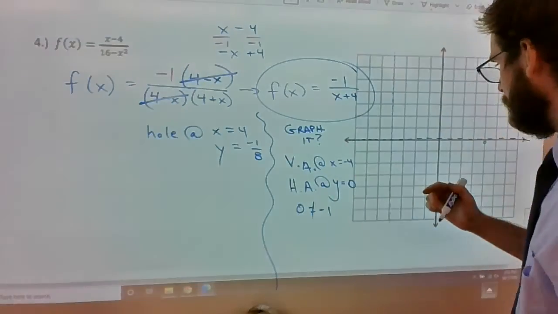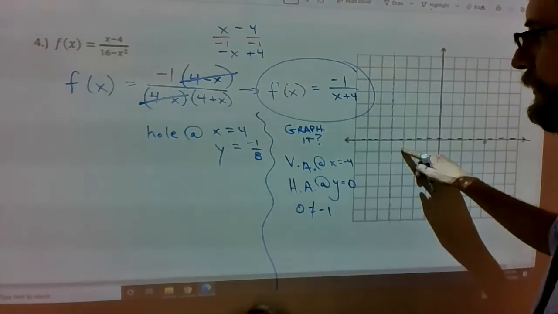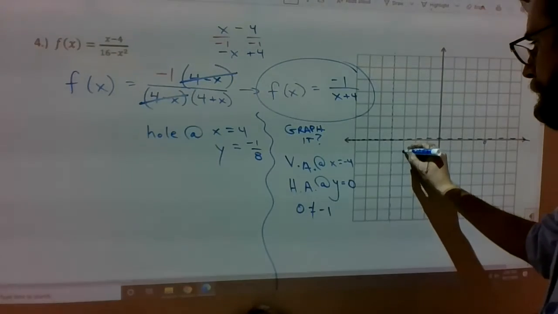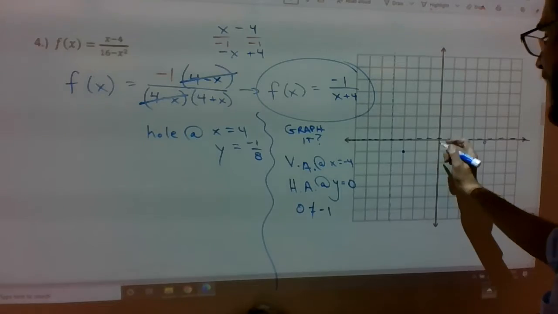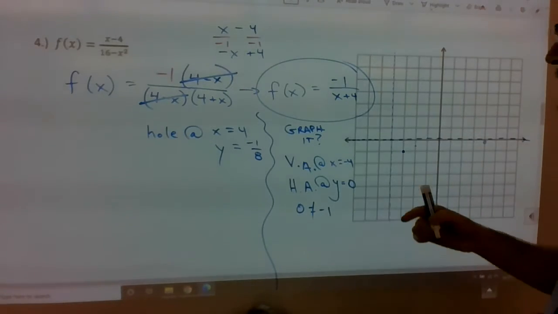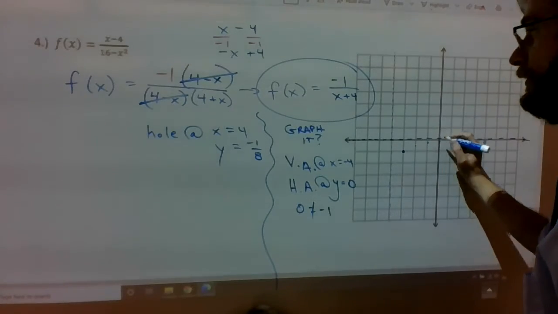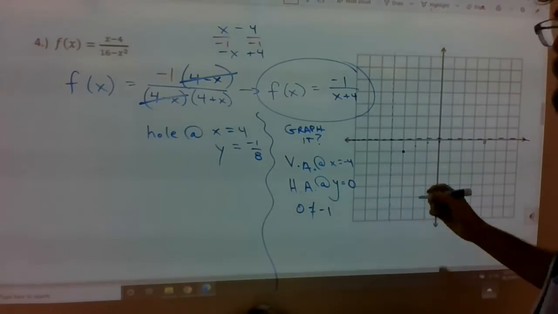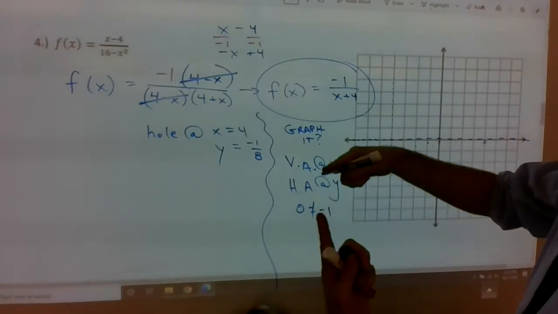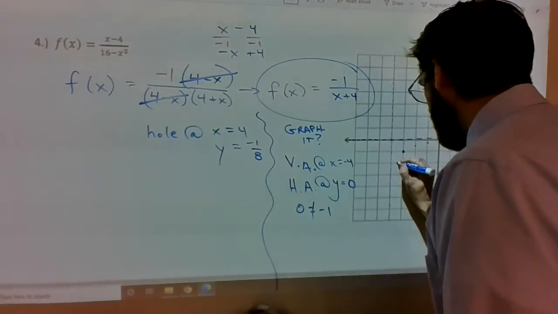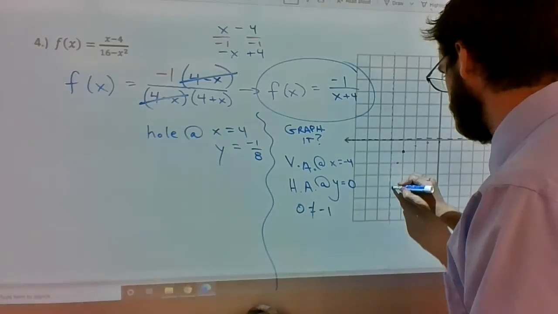You can go to your table in your calculator. I'm just going to plot -3. -3 would give me -1. -2 would give me -1/2. -1 would give me -1/3. 0 would give me -1/4. 1 would give me -1/5, and so on and so forth. If I did -3.5, I'm going to get -2, and then it gets infinitely closer to the x-axis as you keep moving downward.